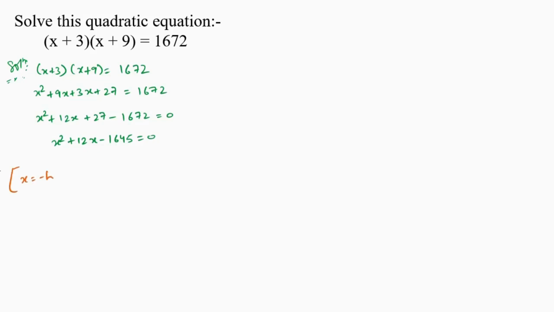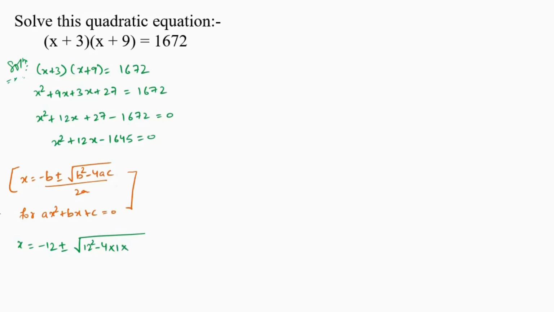x equals minus b plus minus under root b squared minus 4ac, divided by 2a, for any quadratic equation ax squared plus bx plus c equals 0. So here in this case, x equals minus 12 plus minus under root 12 squared minus 4 times 1 times minus 1645, divided by 2 times 1.